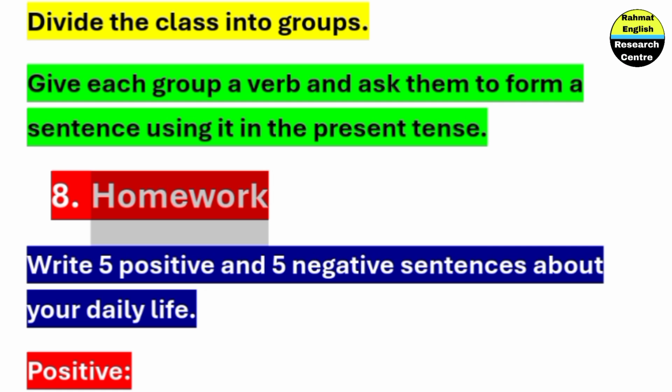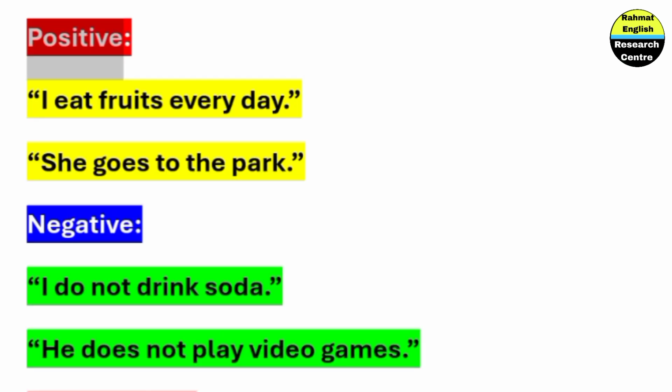Homework: Write 5 positive and 5 negative sentences about your daily life. Positive: I eat fruits every day. She goes to the park. Negative: I do not drink soda. He does not play video games.